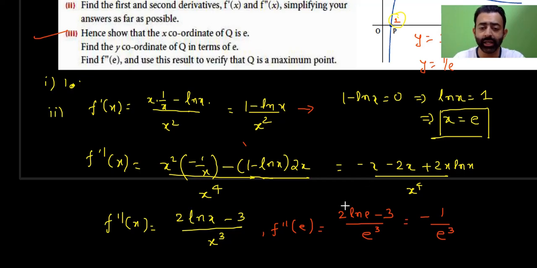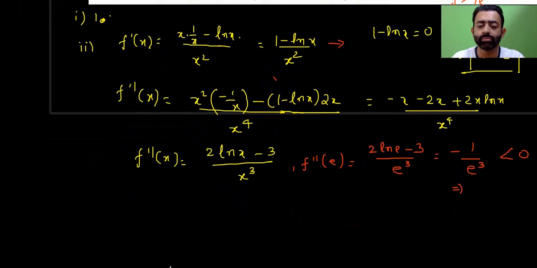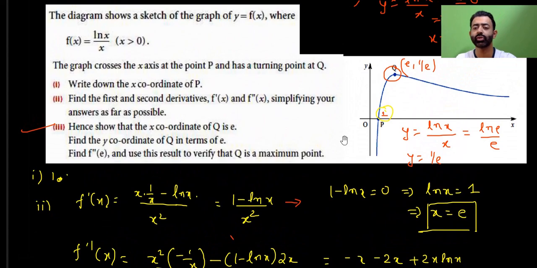So here, putting the turning point, which is x equal to e, in the double derivative, you are getting a negative value. That means point Q is maxima, hence verified. Okay, and obviously as it is shown in the graph, Q is a point of maxima. Okay, next one.